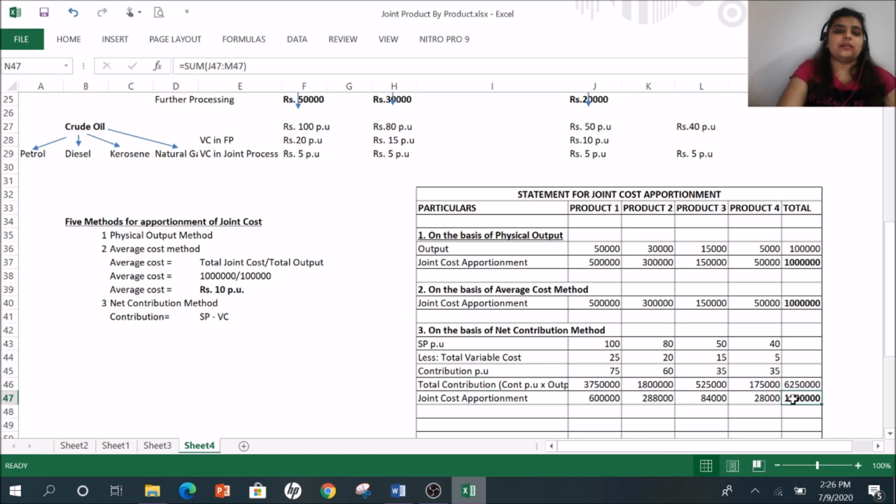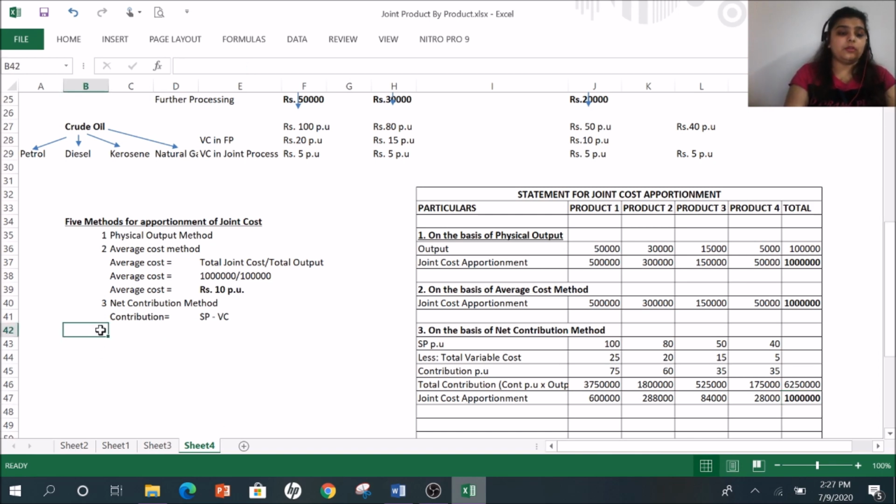Please don't minus your variable cost from 10 lakhs and then divide the cost. You just calculate the net contribution, and with the help of net contribution you divide the total joint cost. This is a major problem which people face when you do a solution under net contribution method.